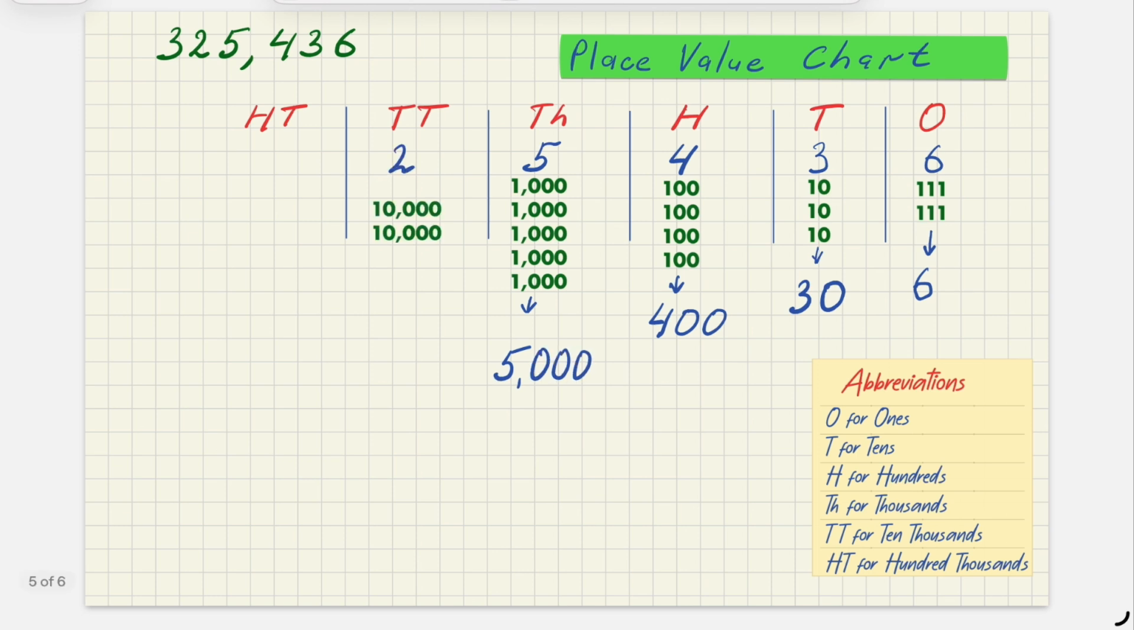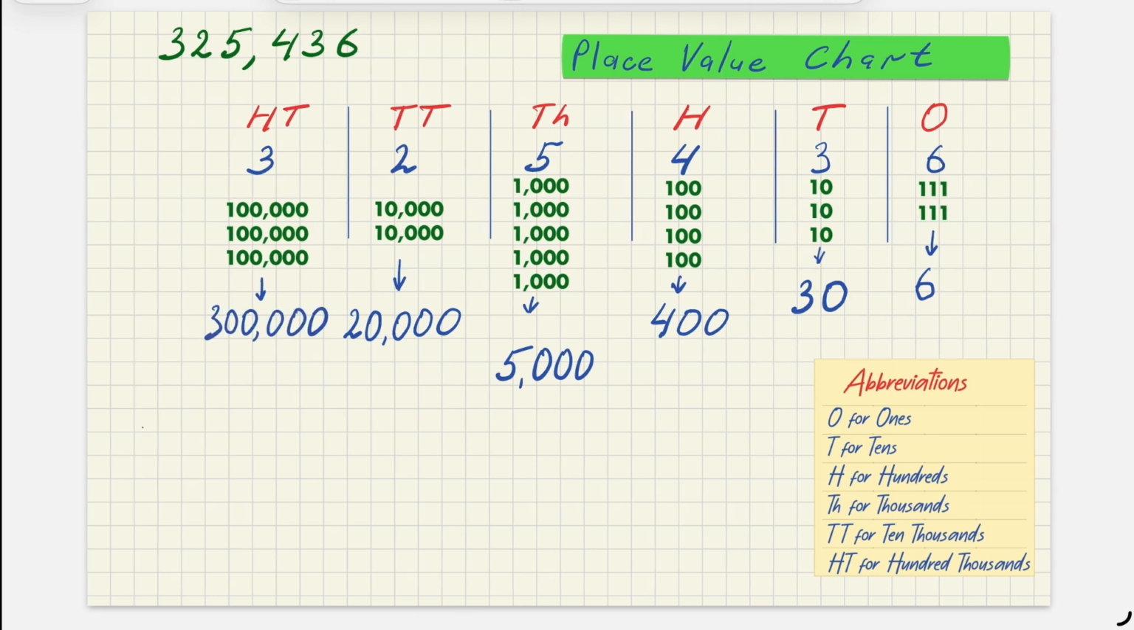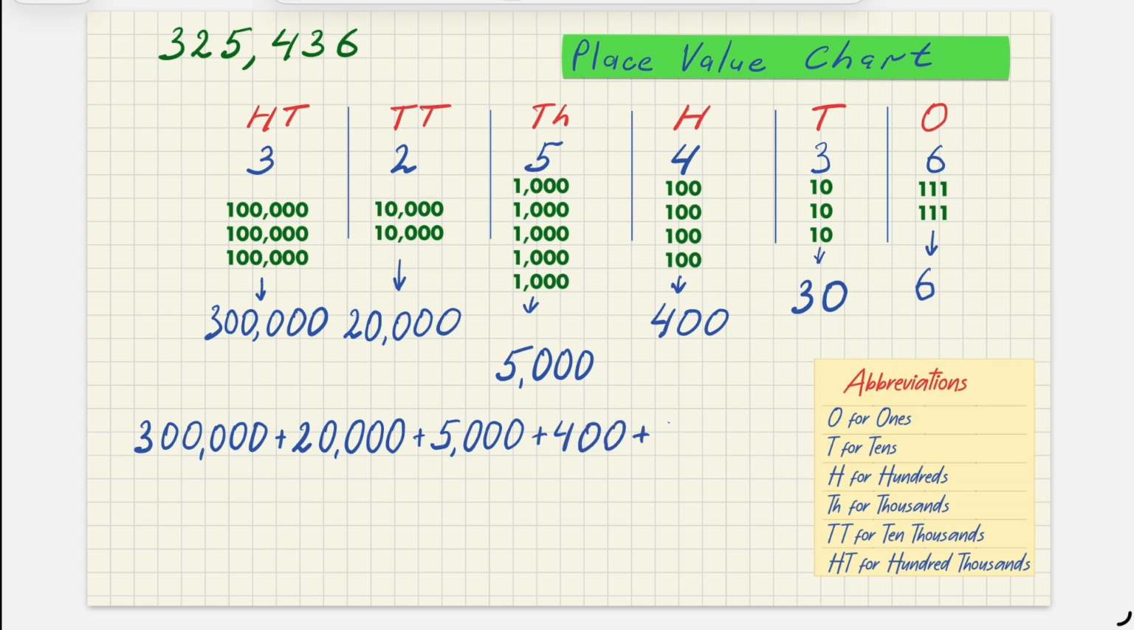The digit 2 is in the 10,000s place, so it means 2 10,000s or 20,000. The digit 3 is in the 100,000s place, so that means 3 100,000s or 300,000. When we add these values together, 300,000 plus 20,000 plus 5,000 plus 400 plus 30 plus 6, we get the number 325,436. Too hard to understand? Okay, let's continue from smaller numbers in the next example.